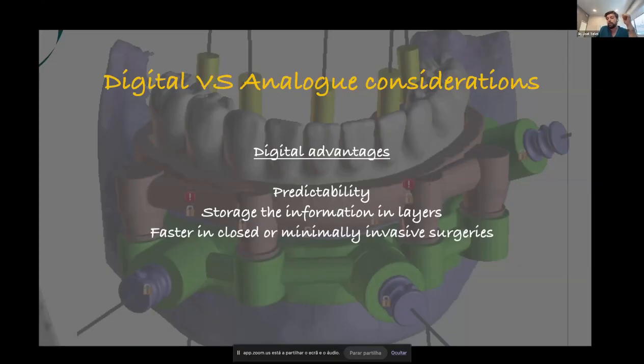It's faster in closed and minimally invasive surgeries. In FP1, it's way faster than what I showed you in the beginning. That was very, very tough.